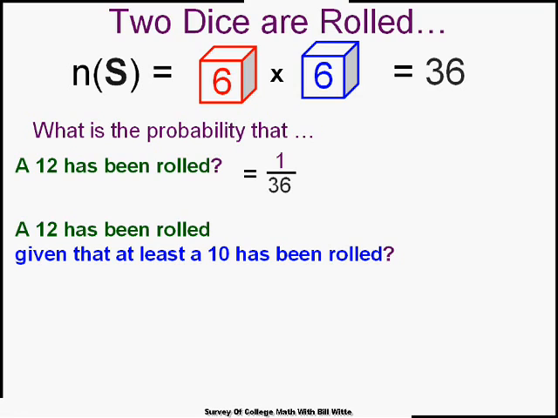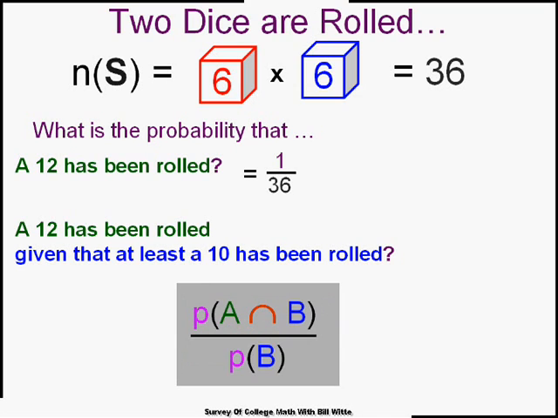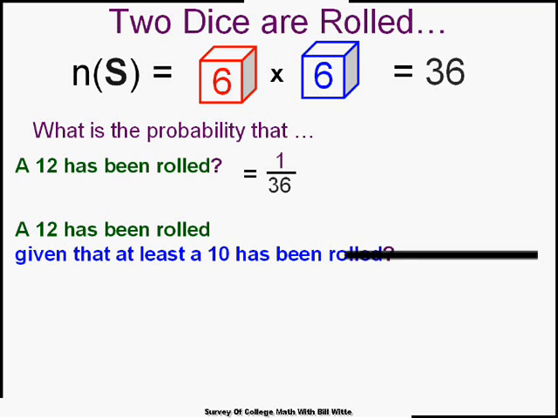Well, now we've got a condition, a conditional probability. We're going to use the probability of A intersected with B over the probability of B. A is that a 12 has been rolled. B is that at least a 10 has been rolled. Well, let's think about this. The probability that a 12 has been rolled is 1 out of 36. What is the probability that a 12 has been rolled and at least a 10 has been rolled? That's both of them happening at the same time. It's still 1 out of 36. That's not going to change, remember. It's our sample space that's going to change.